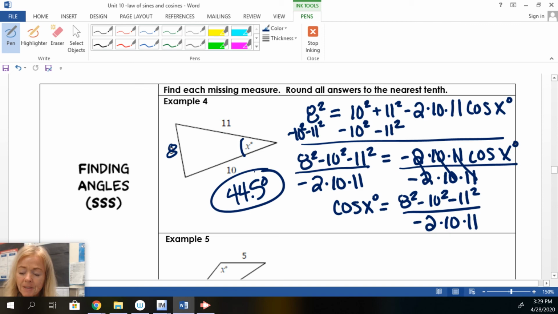And that's your angle. All right, we'll stop this here, and then we'll move on to part 2 for the rest of these.